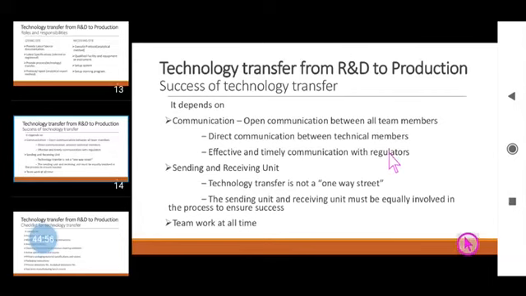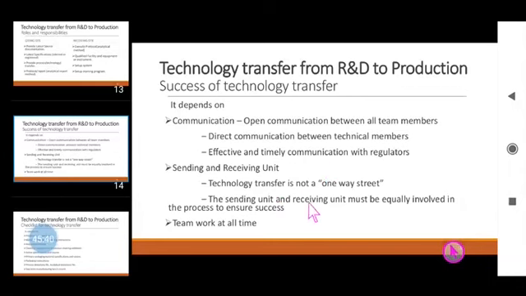Well, as the process is being transferred from one facility to another facility, with the time in which the process transfer or technology transfer is being done, at the same time the communication with the regulator also must be there. Smooth communication has to be there with the regulator, so that by the time the technology transfer is over, all the regulatory requirements will also have been completed. This is very important. Then sending and receiving unit.